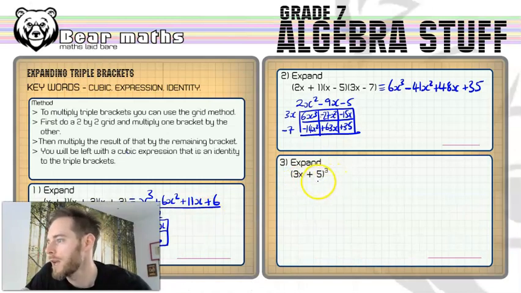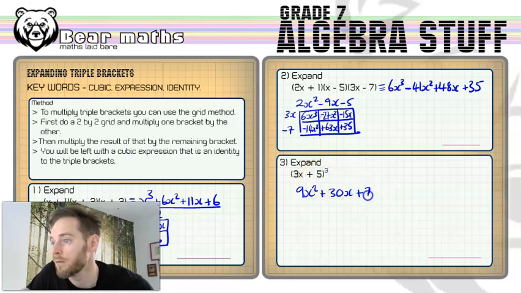Now this one, again, look, we've got just a single bracket there, but this time we've got a cube, so it's basically just this multiplied by itself and then multiplied by itself again. So let's do this multiplied by this, so 3x multiplied by 3x is going to be 9x squared, and then we've got 3x multiplied by 5x, it's going to be 15x, and then another 15x, so plus 30x, and then 5 multiplied by 5 is plus 25.